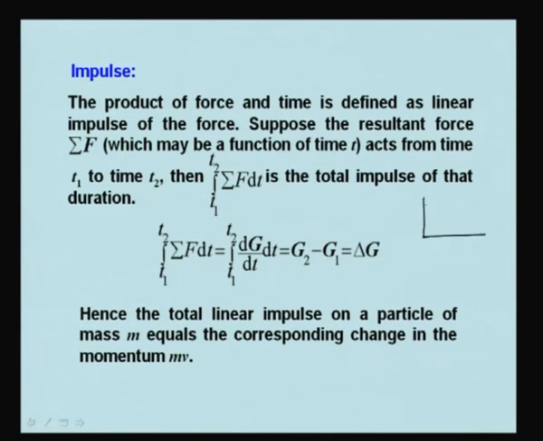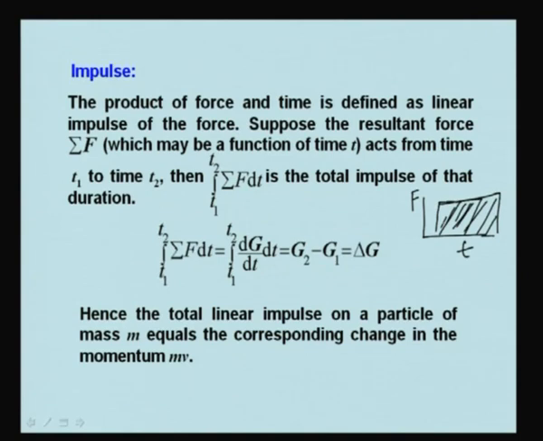If you plot force on this axis in the one dimensional case, and this is t, and the force is acting like this between, then this area is sigma F dt, that is the total impulse of that duration.